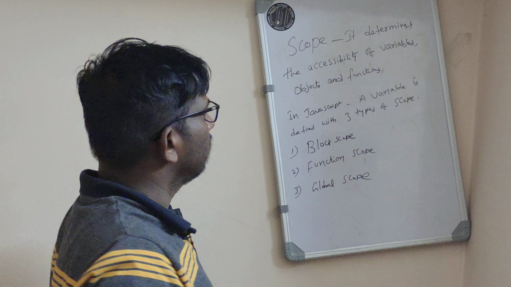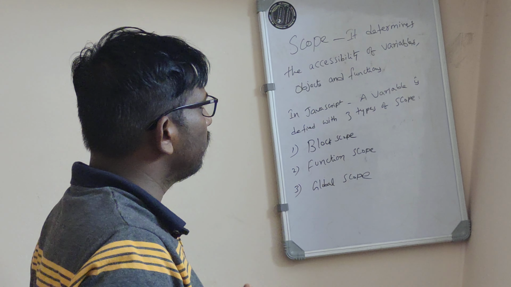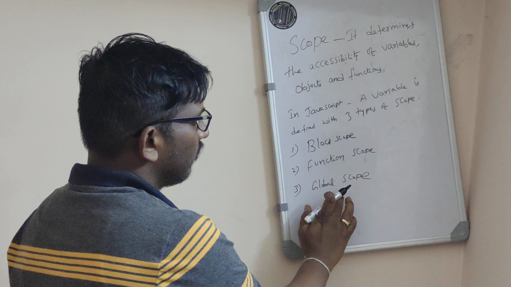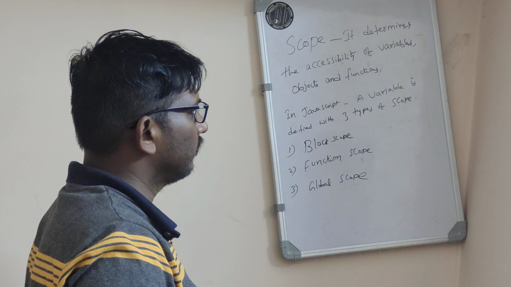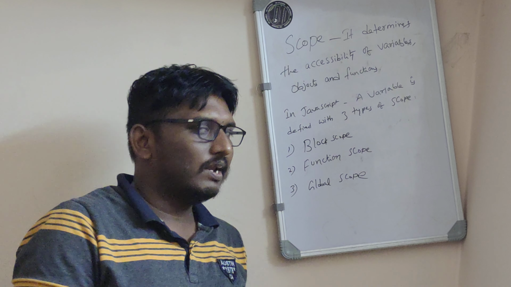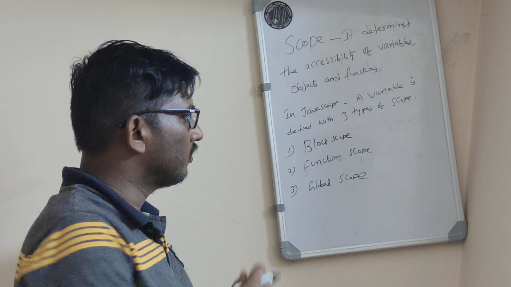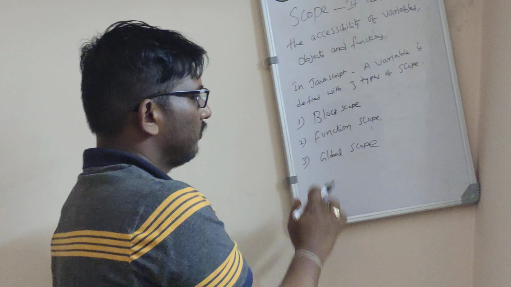So scope tells the accessibility of variables, objects and functions, whether it's block scope, function scope or global scope. So we need to check whether a variable is defined as a block scope, function scope or global scope.